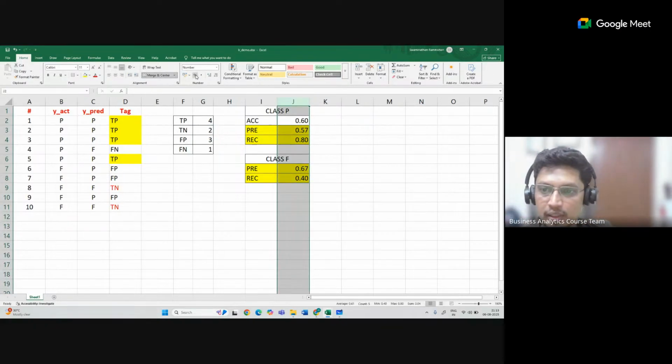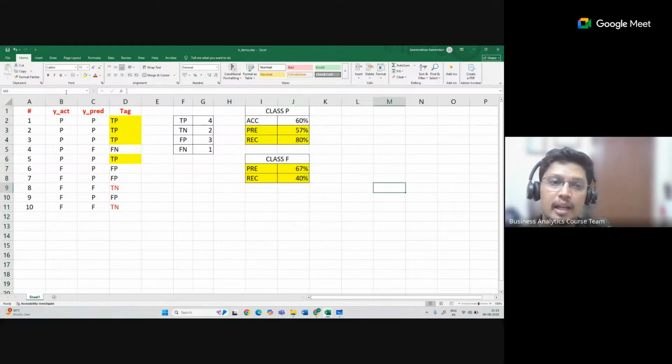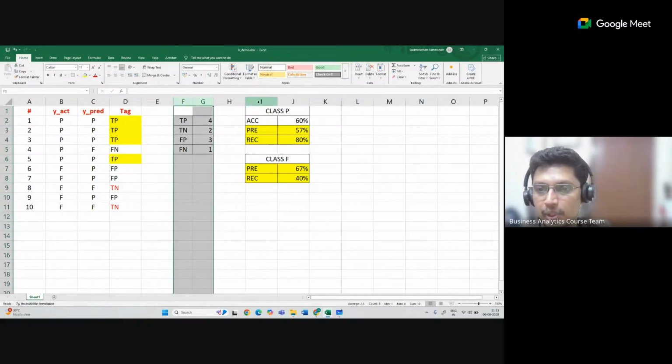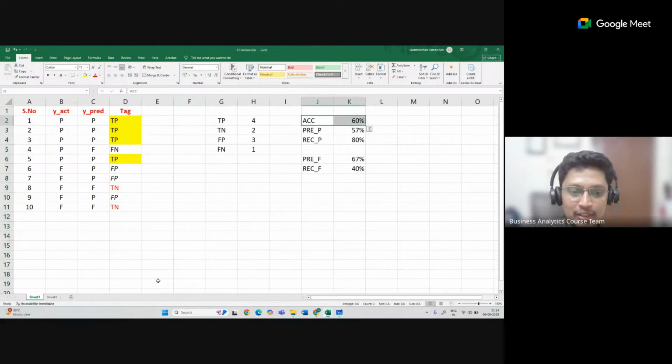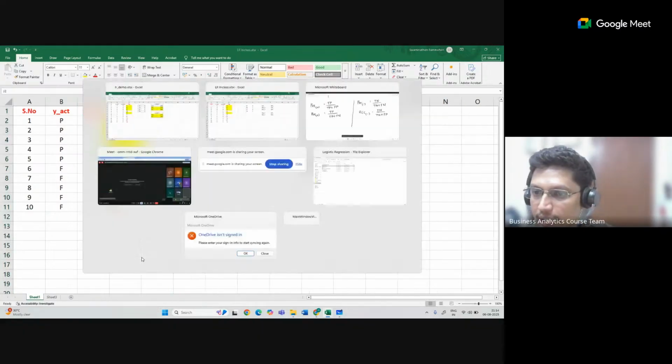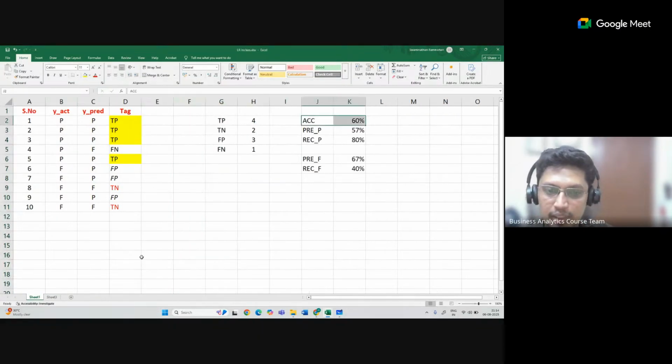Was this easy? Given actuals and predictions, you will have to tag them as true positive, true negative, false positive, false negative, create a confusion matrix, then compute accuracy and precision for respective classes. Is it easy? Will you be able to do it? Yes, sir. But will Malalan ask such simple questions? Do you think Malalan is going to ask you such simple questions? No, sir. Yeah, so we will complicate this a little further. Okay, let's check the numbers: 60, 60, 57, 80, 67, and 40.